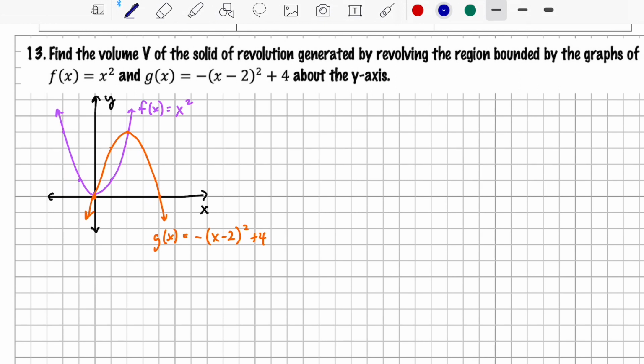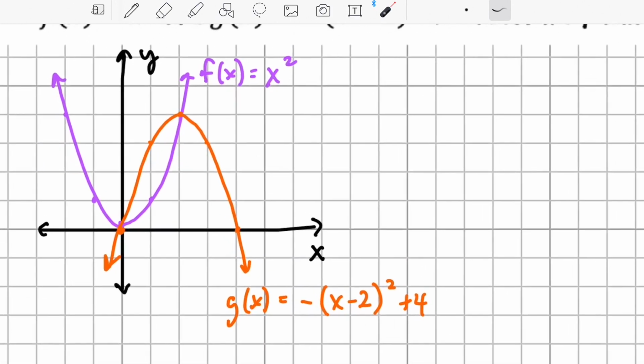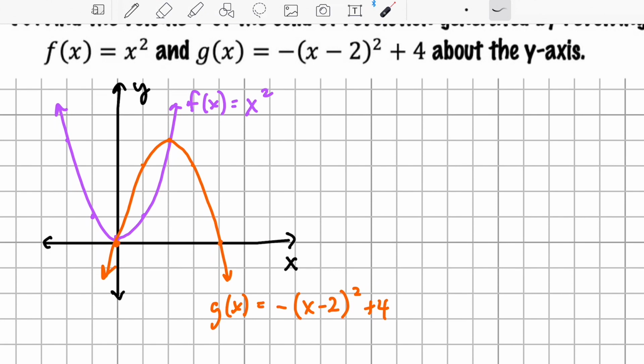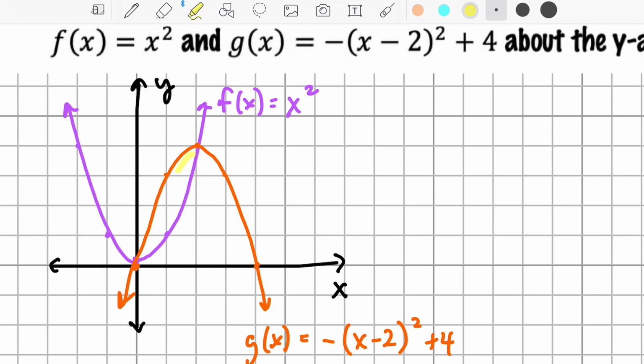Okay, so now let's go on to the next example. This time we're going to find the volume by revolving about the y-axis. So what that means is that I need to solve these two functions in terms of y. So I need to solve for x. So let's see, before that, it's already graphed. So you noticed I'm going to shade in the region. Here is my region.